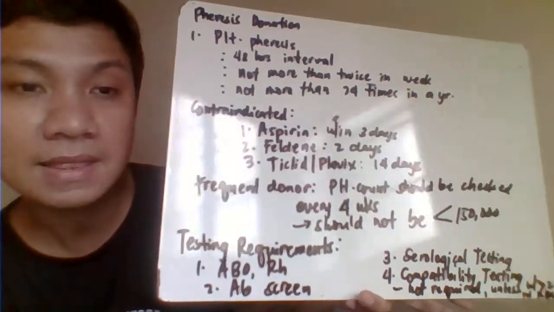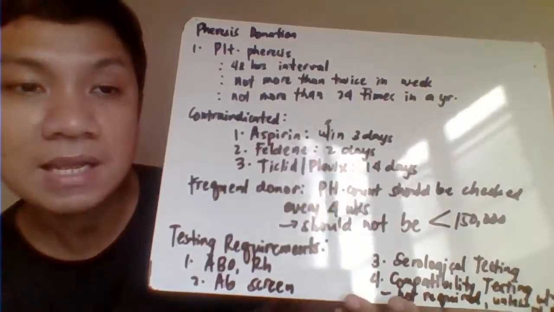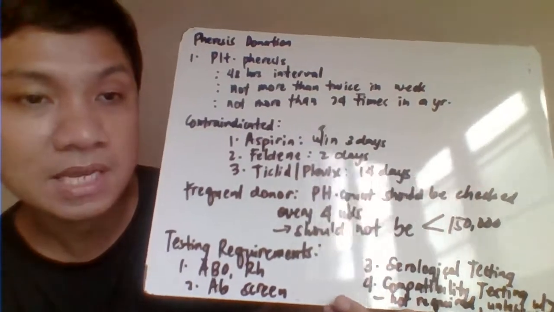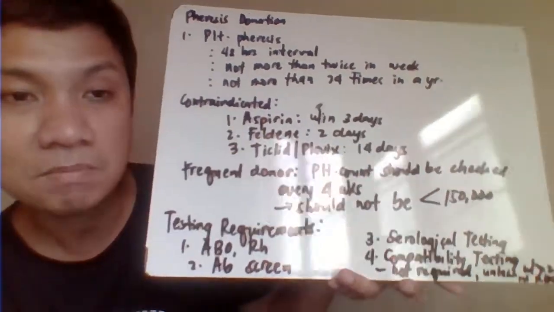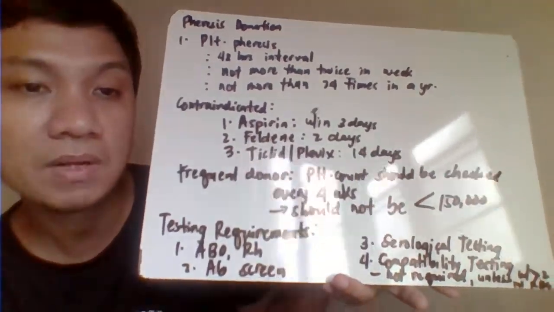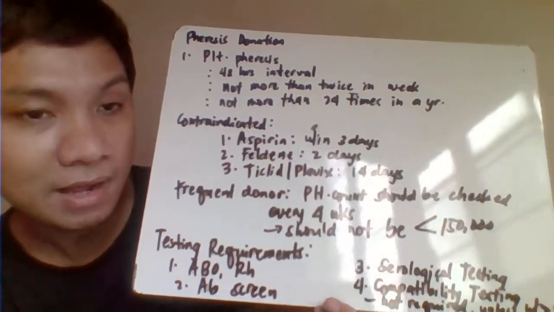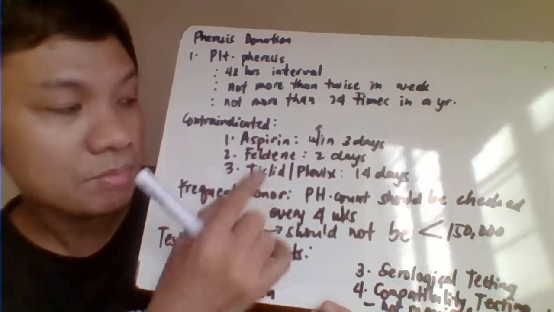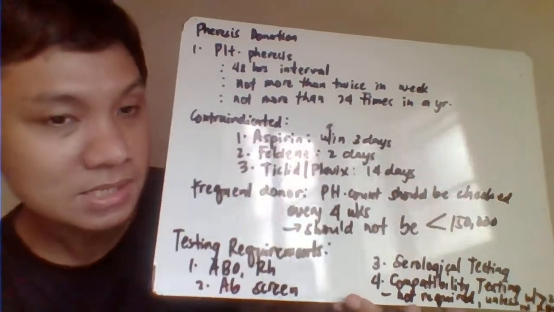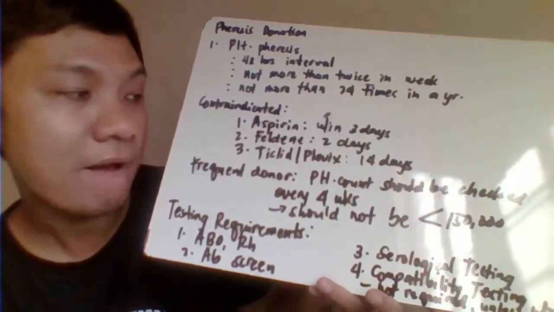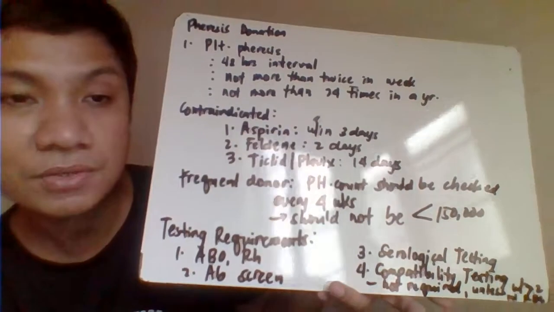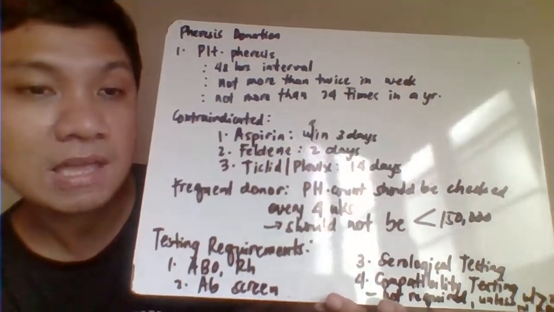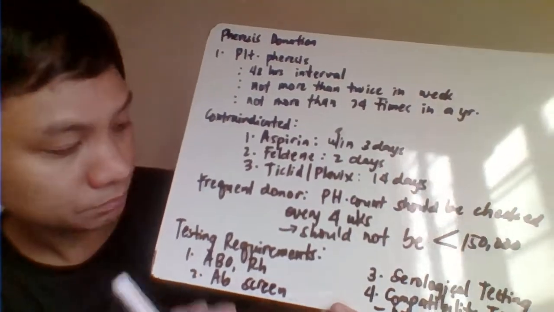Now, the contraindications. When the patient is donating a unit of blood for platelet concentrate, number one, the patient should not be on aspirin therapy, because aspirin tends to decrease platelet function, 3 days prior to the blood collection. The patient should also not be taking Feldene for 2 days, or Ticlid and Plavix for 14 days, because those are also contraindicated for platelet production.